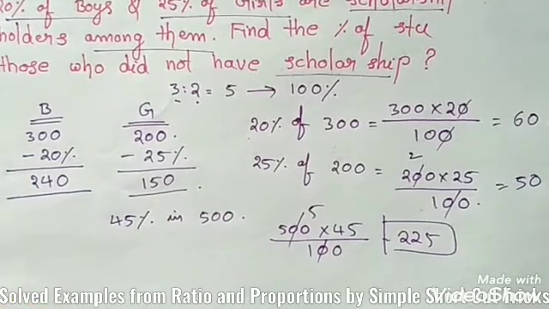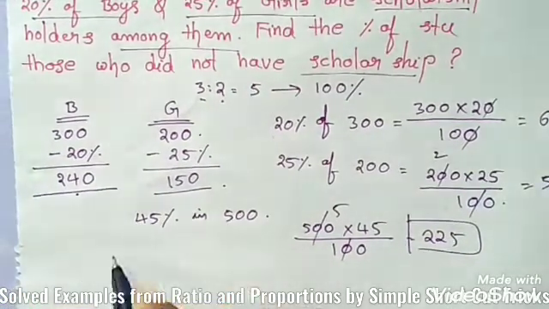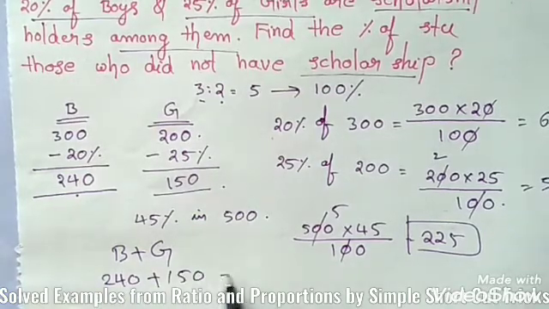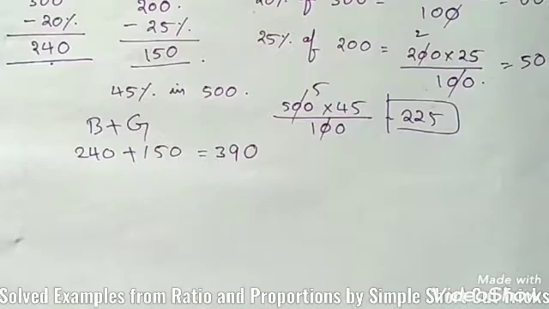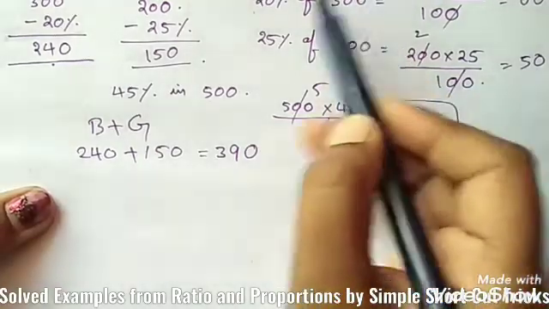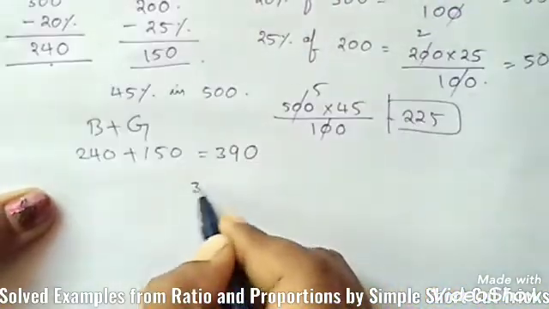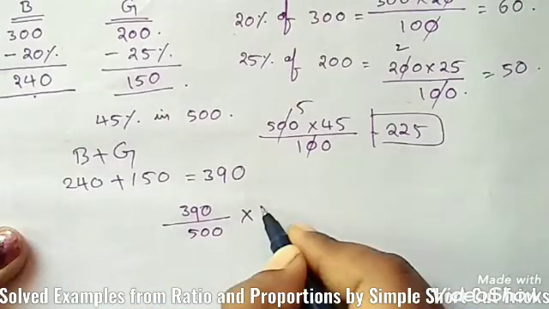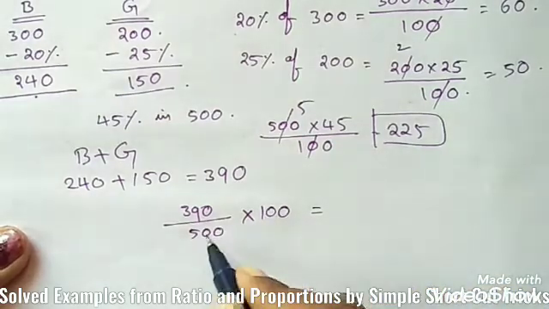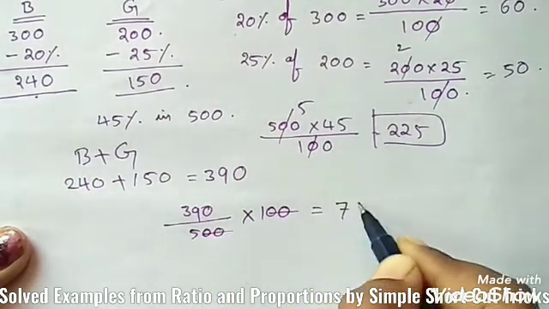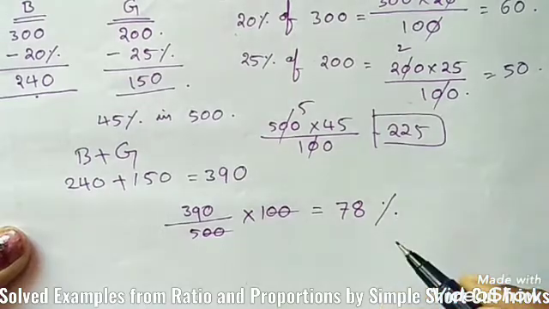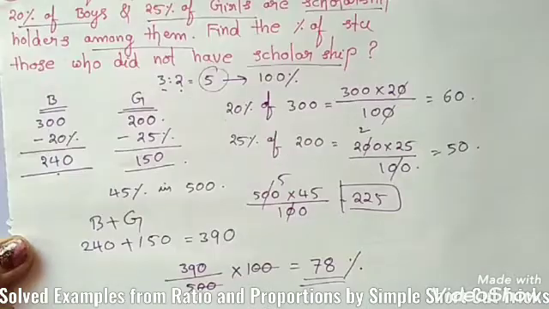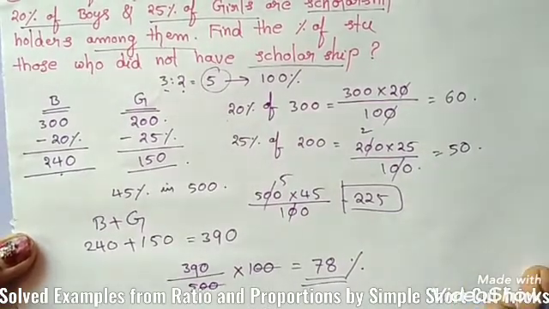Now for boys and girls, we have the numbers 240 and 150. So 240 plus 150 is 390. The total students we got here, total 5 means 500. So 390 by 500 into 100, cancelling 2 zeros, the total is 78. So the students who didn't have a scholarship are 78%. So this is the simple calculation.